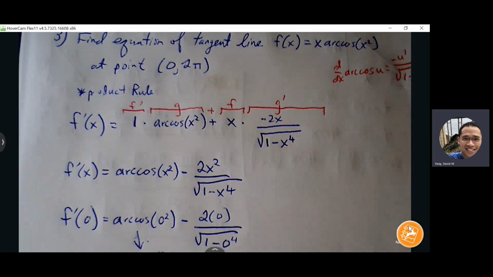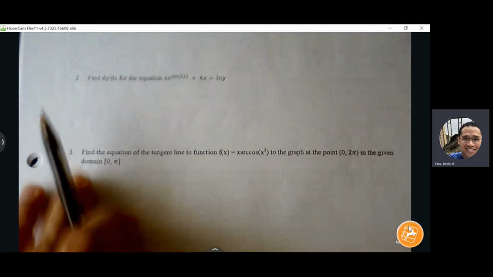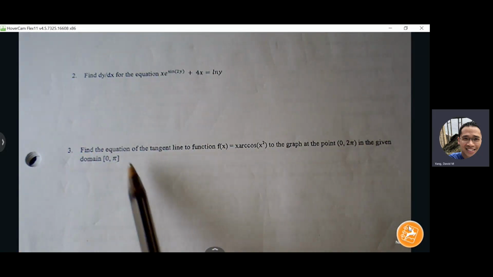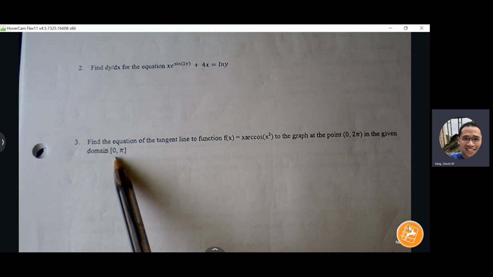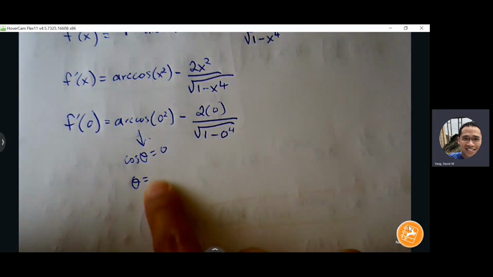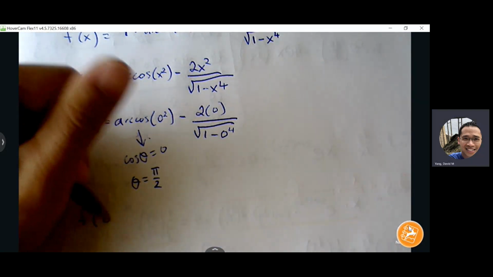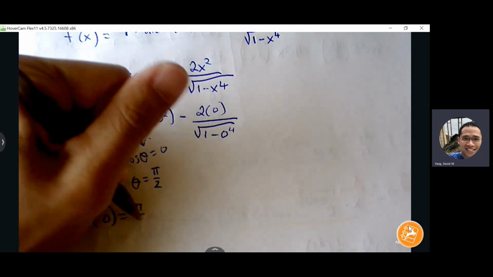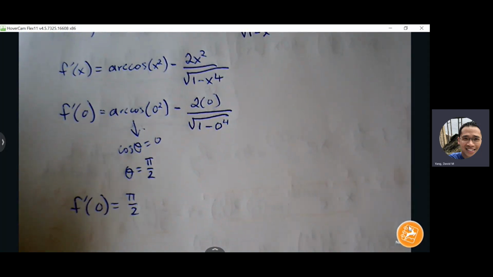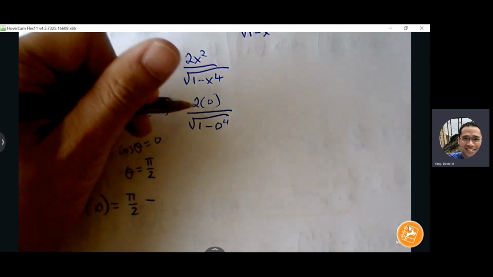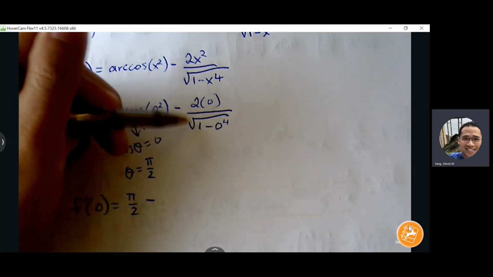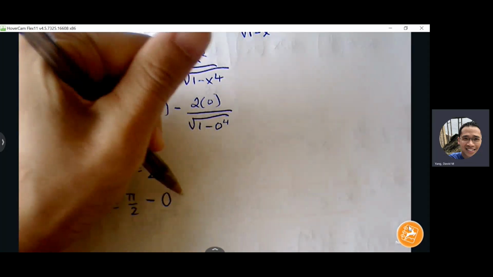Pi over 2. Now, we would normally say pi over 2 and 3 pi over 2, but the way that we know that we don't go past pi over 2 is because of that domain. So that domain kind of helps us know what value to choose for this portion of pi over 2. So f prime of 0 is going to be just pi over 2, which is the result of this arc cosine of 0 squared, minus, this is 0 over square root of 1. That's the same thing as just 0. So it's just pi over 2.